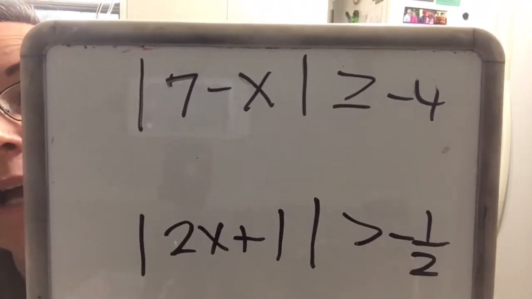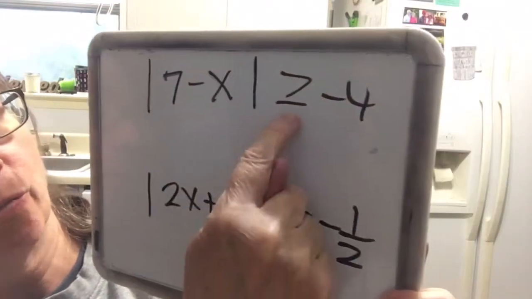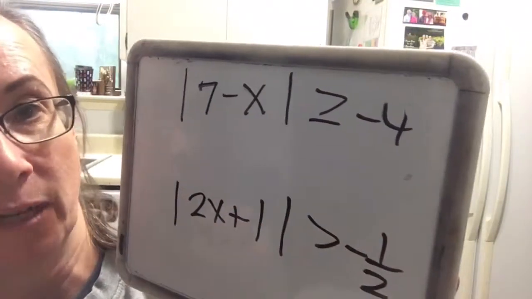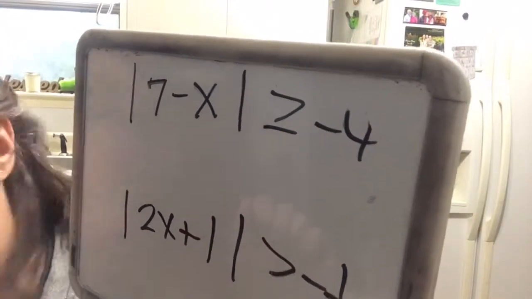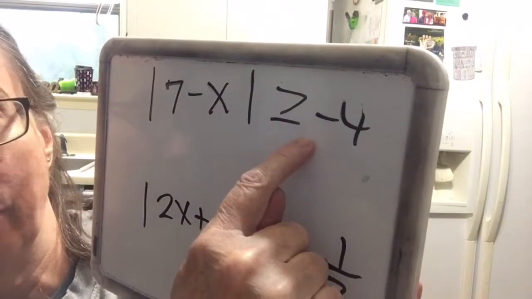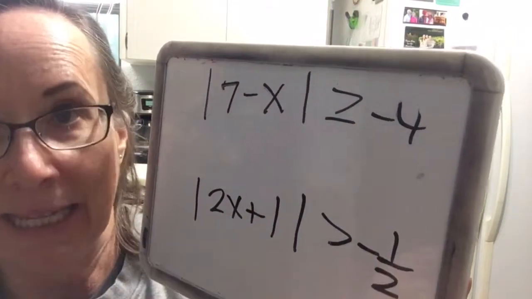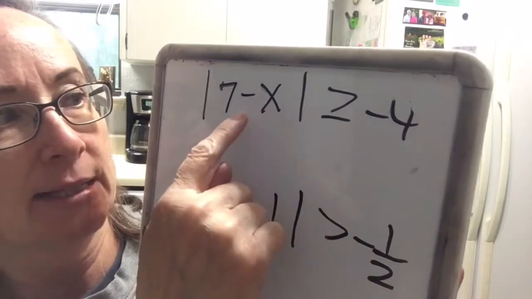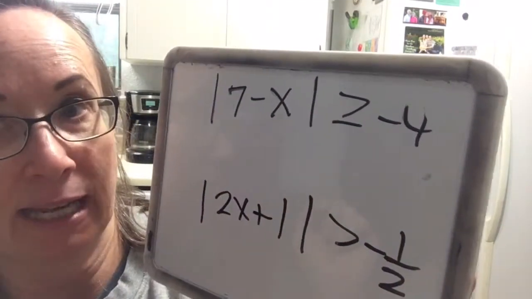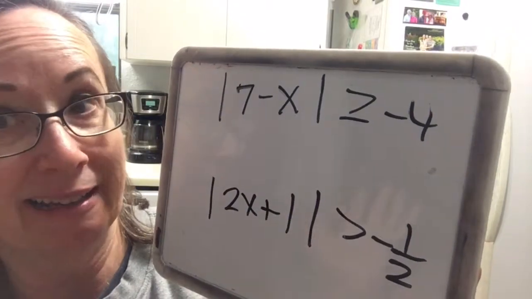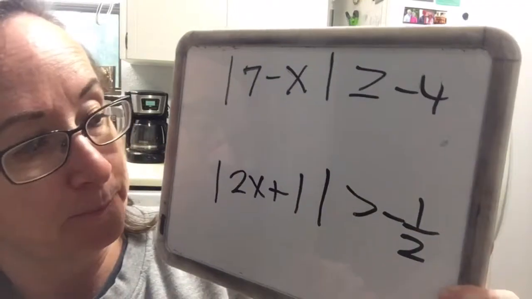Every number on the number line is going to make these true. If I have an absolute value greater than or equal to a negative number, it's never going to be equal. But since it says greater than or equal, it is all real numbers because all absolute values will be greater than -4. So it's a done deal. Nothing needs to be done. You just say, oh, all real numbers would work in there.